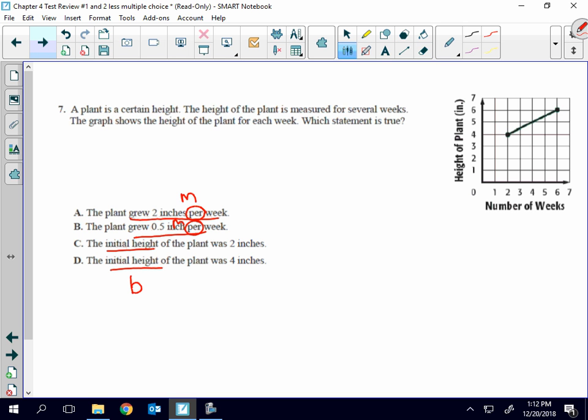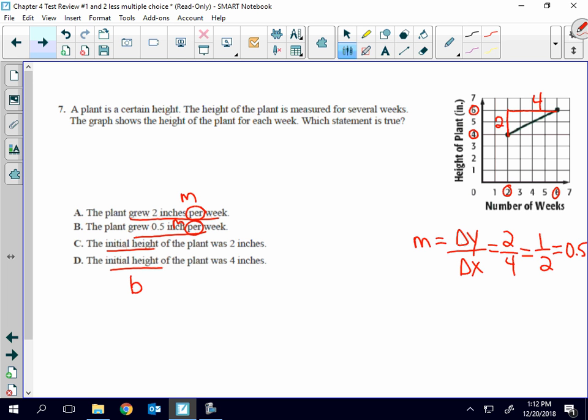So I'm going to do my rise, which is the change in y, over run, which is the change in x. Okay, so I'm rising up from 4 to 6, which is 2. And I'm going to run over from 2 to 6, which is 4. Rise over run, so 2 over 4, which reduces to 1/2. So our slope is 1/2. Let's write it as a decimal as well. 1 divided by 2 is 0.5.